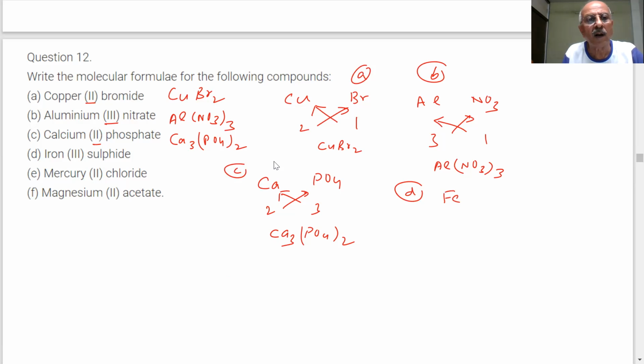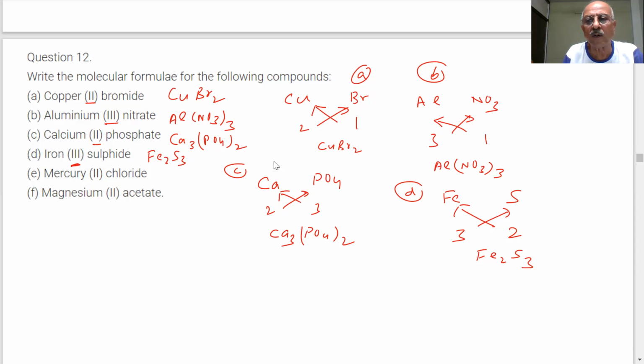Next, write for iron sulfide. Iron and sulfide. What does 3 mean? Valency of iron is 3. What is the valency of sulfur? 2. Then write the formula. Fe2S3. Okay, next.